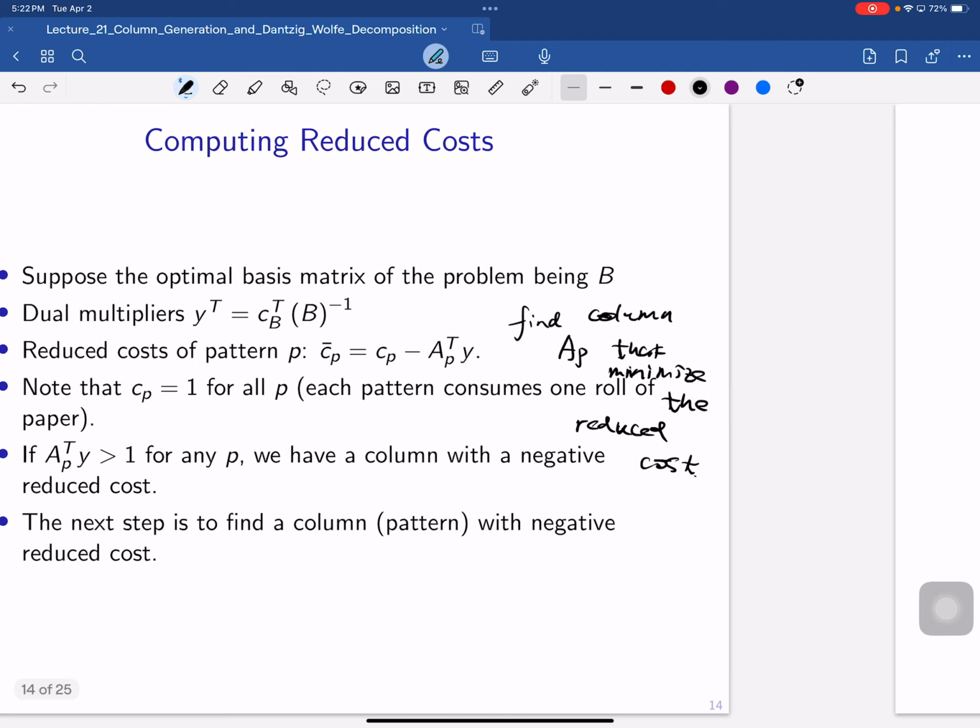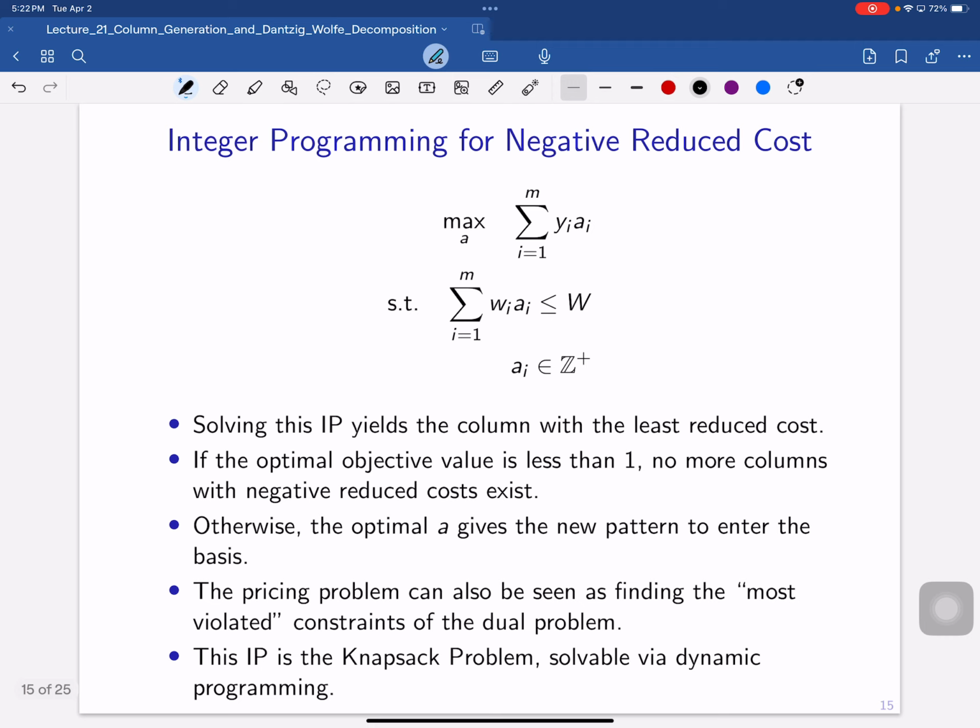Recall that all the columns represent feasible patterns, right? Each column represents a feasible pattern. What does feasible pattern mean? That means that the pattern has to satisfy this capacity constraint. And in the objective, I want to find a column that gives me the minimum reduced cost. It's equivalent to maximizing the dual variable times the coefficients of the column, right?